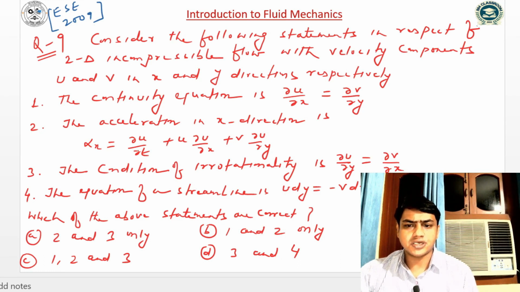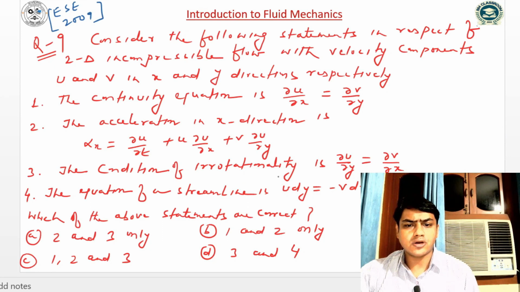So local acceleration is del u by del t, and u del u by del x plus v del u by del y plus w del u by del z is the convective acceleration for three-dimensional flow. Here it is two-dimensional flow, so the velocity component in z direction is missing. So this statement is correct.